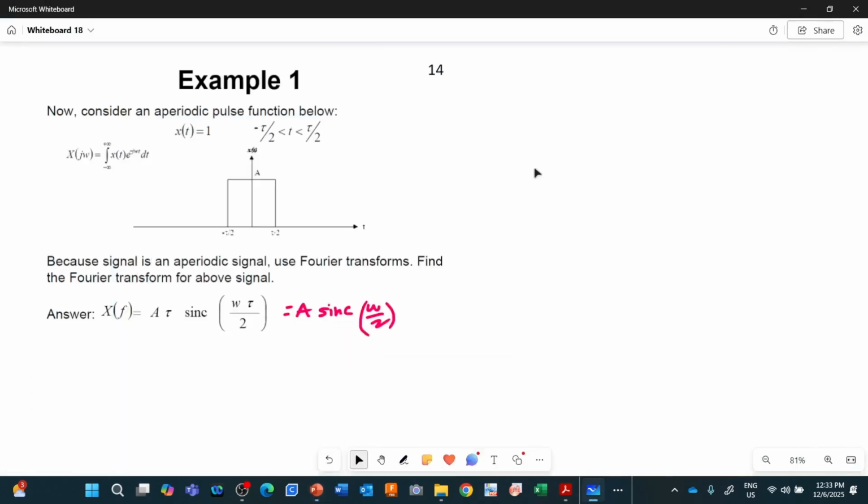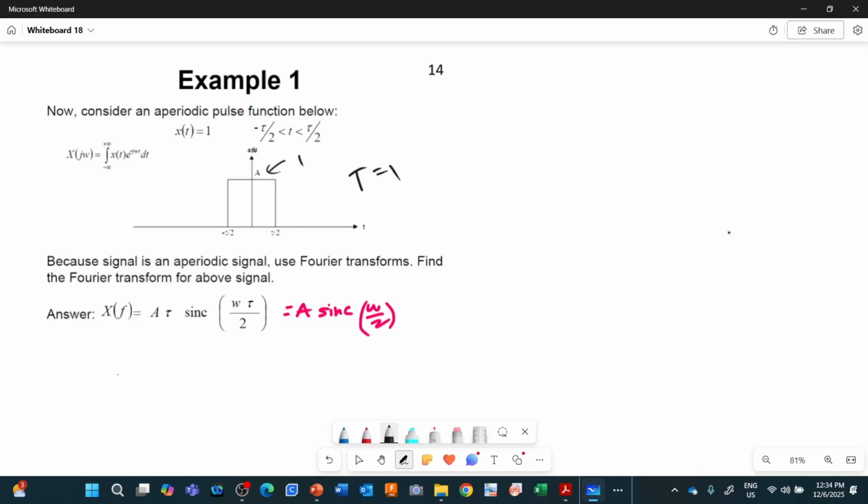Okay, so now example 1 is given an aperiodic pulse function. They call it a pulse because it's one pulse in terms of continuous time. The pulse function x(t) is given by 1, so basically this amplitude is given by 1, and it has the period from minus tau over 2 to tau over 2. They ask you to find the Fourier transform of this signal.